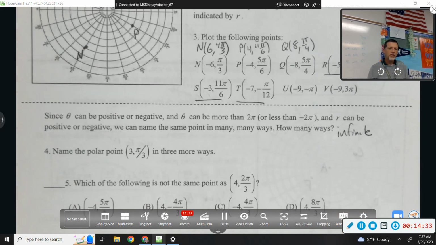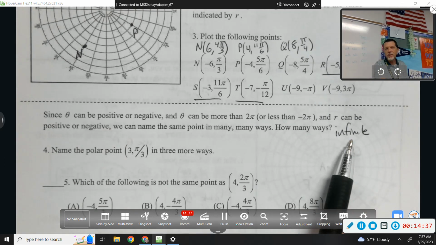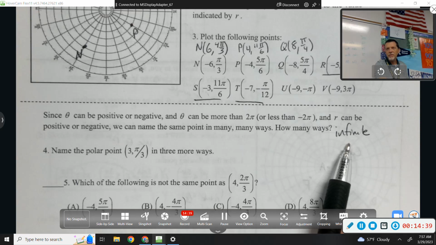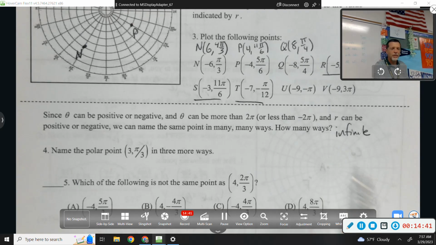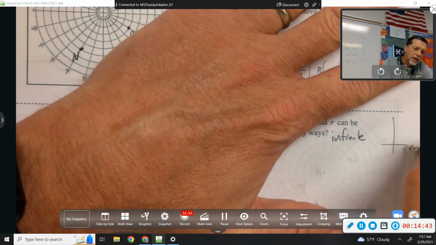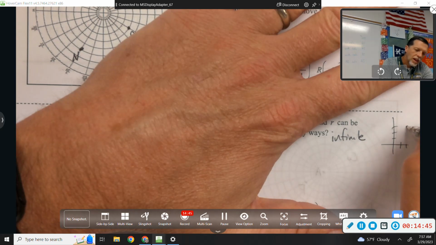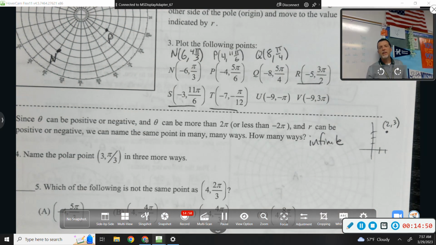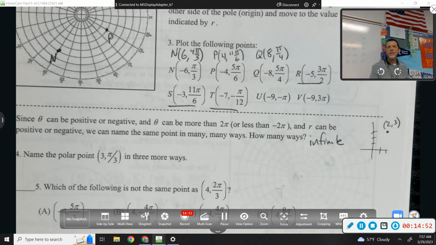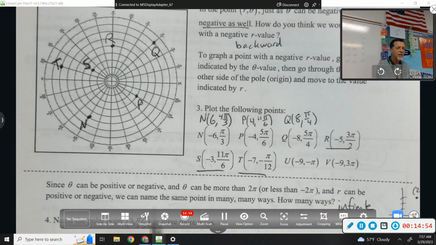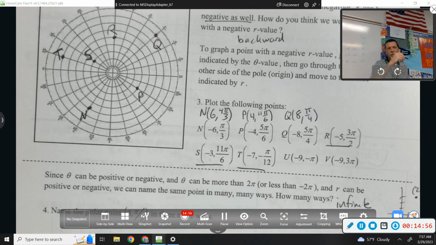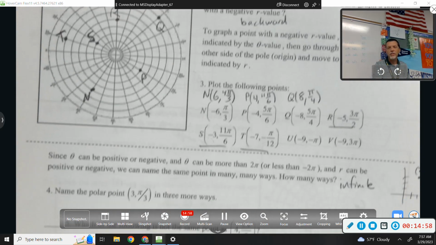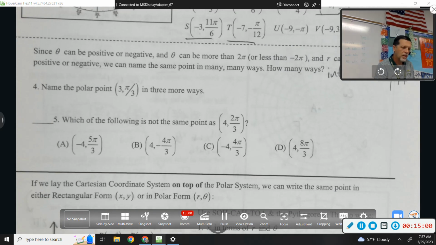So this little characteristic is very different than rectangular, right? In rectangular, there's only one way to get to 2, 3. There's only one name for the point 2, 3. There's no other way to get there. But in polar, you can spin around, you can go backwards. There's just a lot of different ways you can get there.